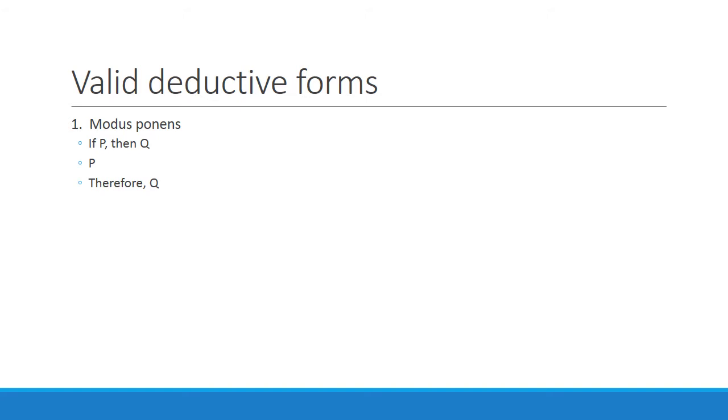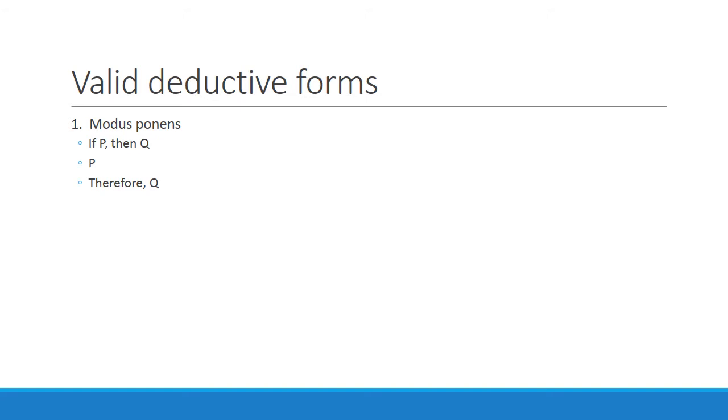If you eat poison, then you will become ill. You did eat poison, therefore you will become ill. Now that makes perfect sense, right? That is a valid form. We know that if the premises are true, we have 100% guarantee that the conclusion is also true.